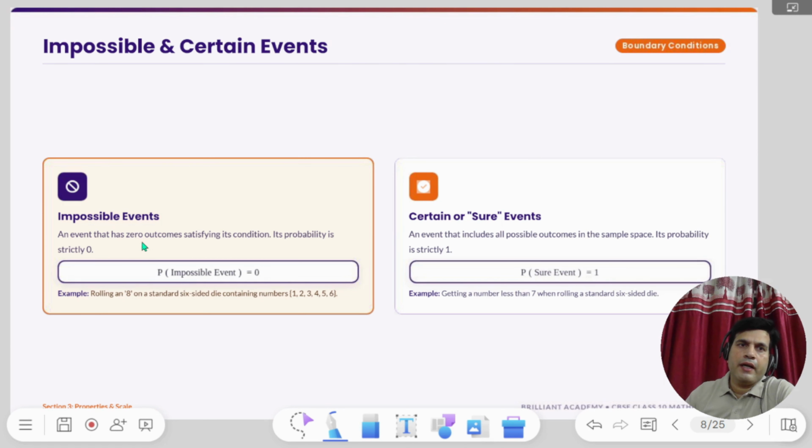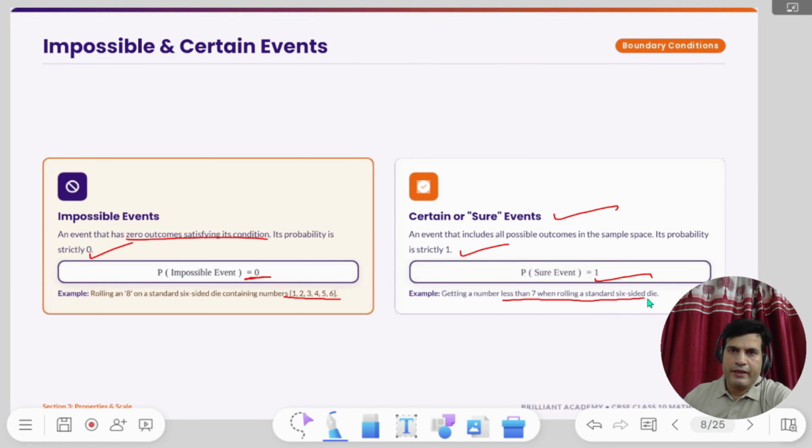Impossible event: an event that has no outcome satisfying its condition; its probability is strictly 0. Like P of an impossible event, its probability will be 0. Like rolling an 8 on a standard dice containing numbers 1 to 6, that is impossible. And a sure or certain event is an event that includes all the possible outcomes in the sample space; its probability is strictly 1. Getting a number less than 7 when rolling a standard 6-sided dice is a sure event.